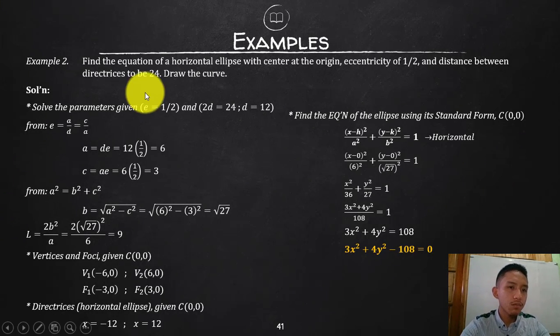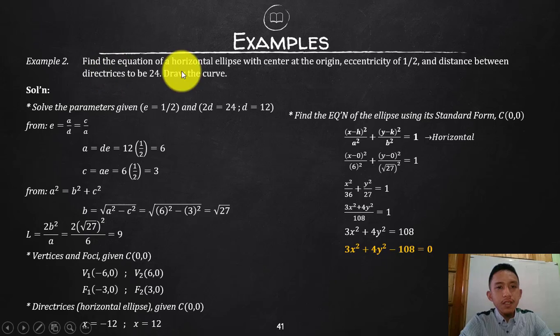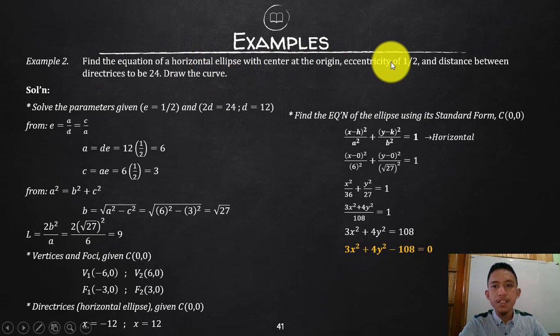Okay, let's try to have one more example. Find the equation of a horizontal ellipse with center at the origin, eccentricity of 1 half, and distance between the directrices to be 24. Draw the curve.